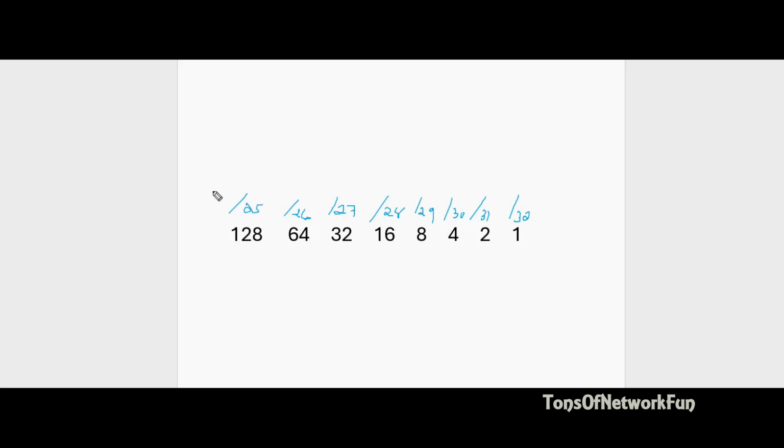And before this it was /24, and each time you borrow a bit it goes up by one. If we borrow just 1 bit it will be /25, 2 bits /26, 3 bits /27, 4 bits /28, 5 bits /29, 6 bits /30, 7 bits /31, all the way to the last bit, which is /32.